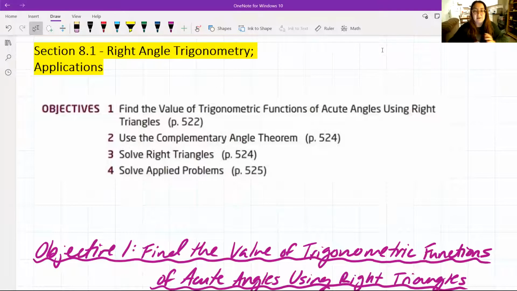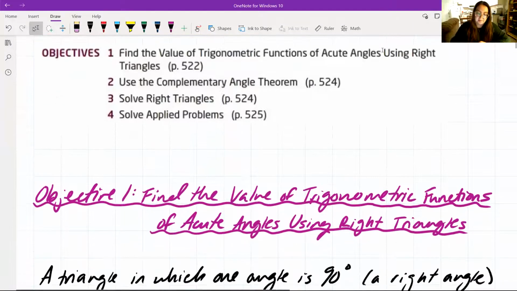Hello everyone, we're going to be going over section 8.1, which is on right angle trigonometry and its applications. So we have four objectives for this section. Objective 1, we want to find the value of the trigonometric functions of acute angles using right triangles. 2, we want to use the complementary angle theorem. 3, we want to solve right triangles. And 4, solve applied problems.